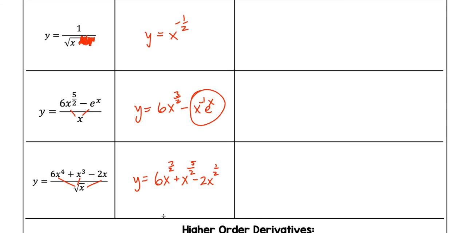Where did you get the 7 halves from? So the denominator is x to the 1/2 power, and if you're dividing like bases, you can subtract their powers. So I did 4 minus a half, so the power's 3.5. But you can't write them as mixed numbers, so.